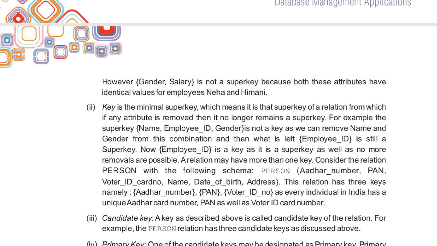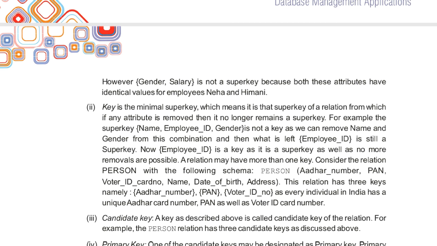In our country, no two persons have the same Aadhaar ID or PAN ID or voter card ID. So each and every individual has their own unique ID. So in this case, as Aadhaar number, PAN and voter ID are unique, this is the candidate key. A key as described above is called a candidate key of the relation. For example, the person relation has three candidate keys as discussed above.